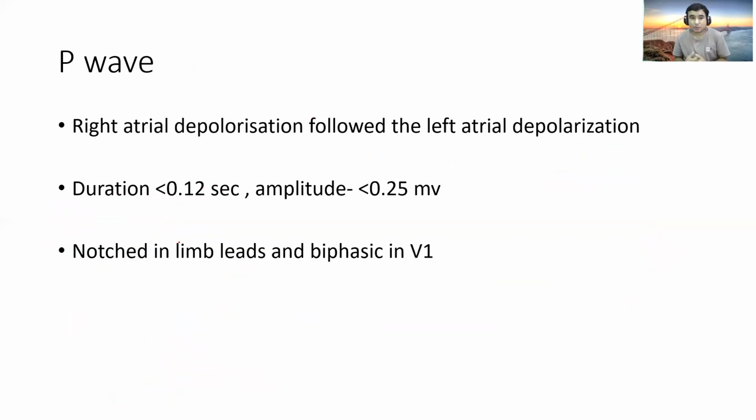Then we'll go one by one, starting with the P wave. As I've already told you, the P wave is formed by the right atrial depolarization followed by the left atrial depolarization, the duration of which is usually less than 0.12 second, that is 3 smallest boxes, and the amplitude is 0.25 millivolt, that is 2.5 smallest boxes. It is usually notched in the limb leads and biphasic in V1.